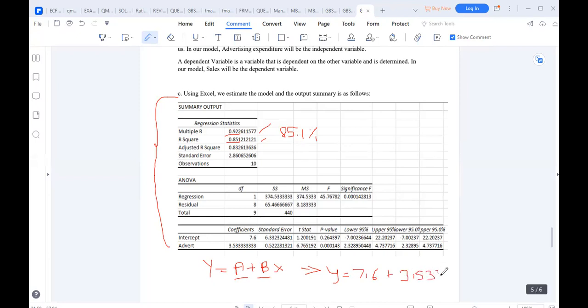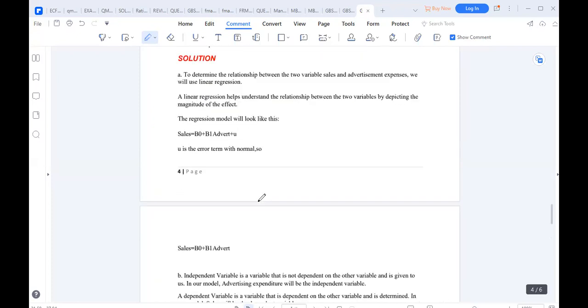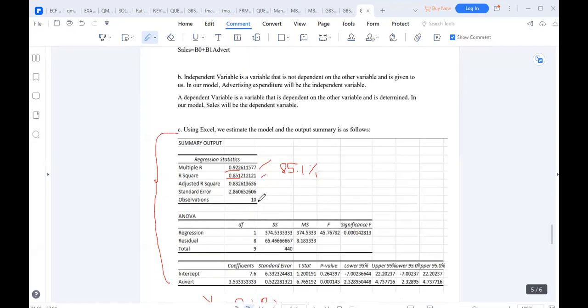Don't be shocked if your assignment comes and the output has been given to you. You needed to know how to interpret this. Are we together? Then we also have the ANOVA table here, where we have the sum of squares, the degree of freedom, the mean of squares, F calculated, and the significance test.